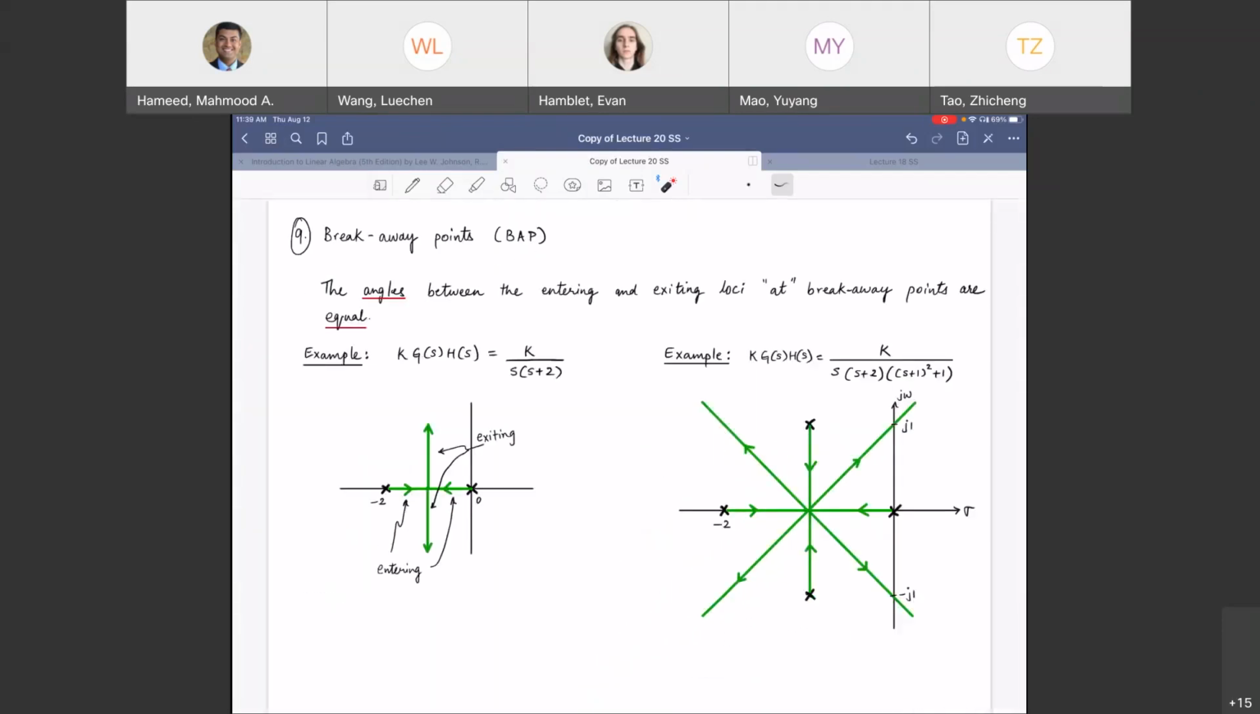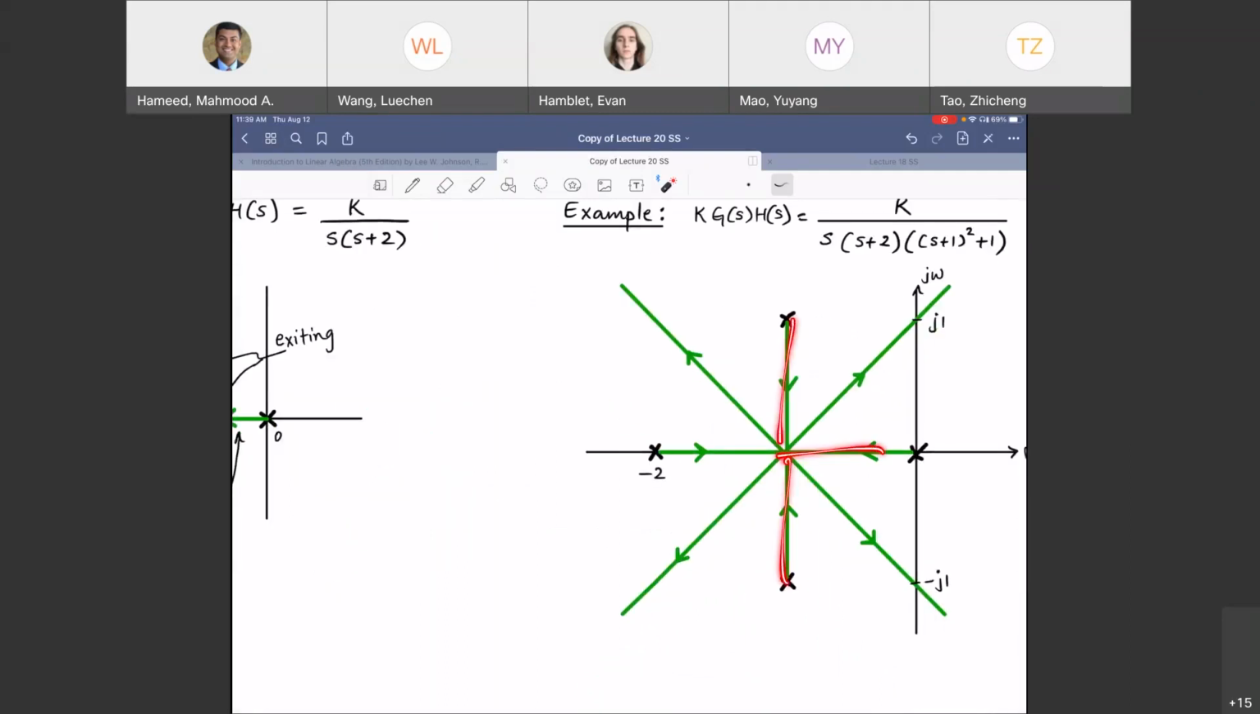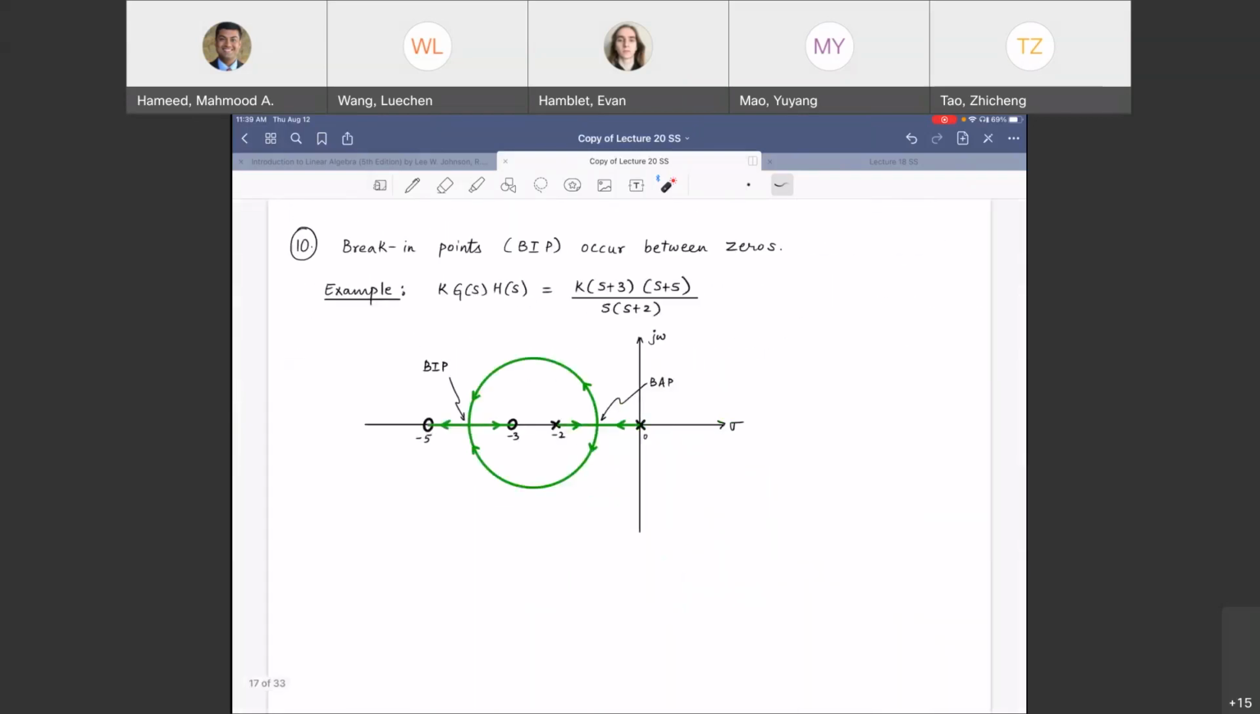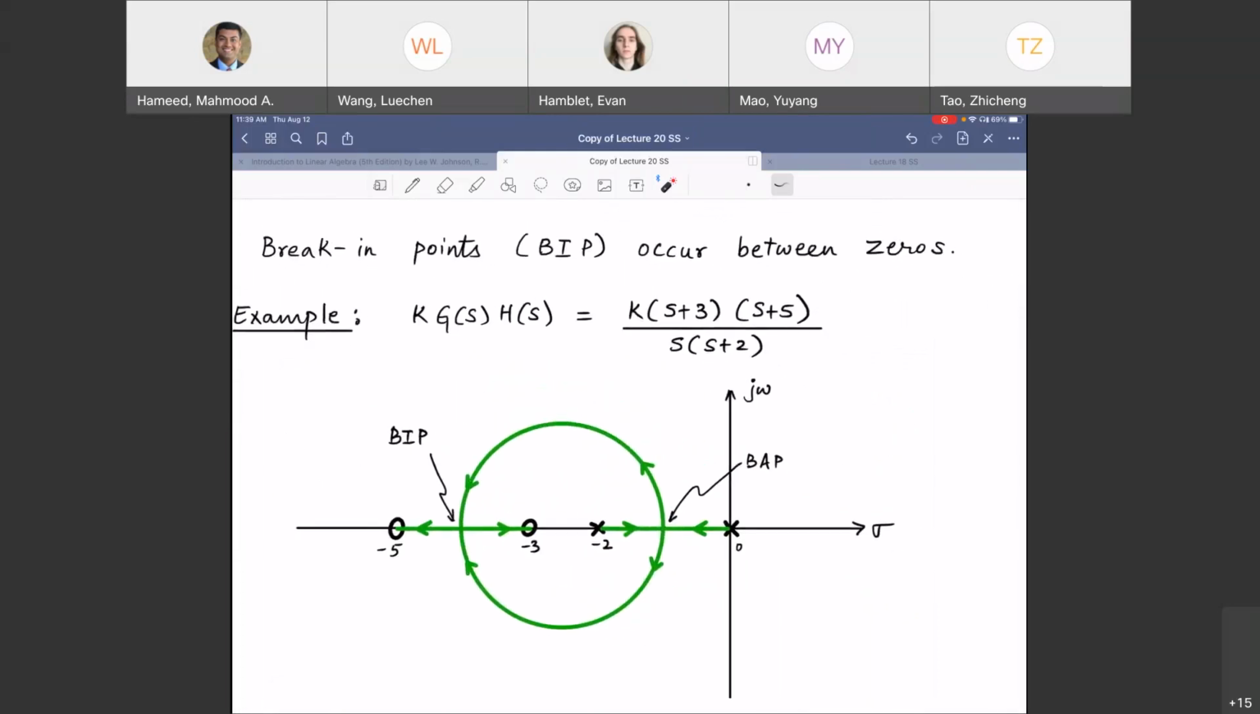So anyway, let's come back to this example. Here we have four of them entering and exiting. So I have these guys entering on the real axis at equal angles, and they break away to go to their corresponding zeros at equal angles. Exit and enter at equal angles. Next, finding the breakaway point, which was again, differentiate things and set them to 0. Let's take a look at breakaway points and break-in points.